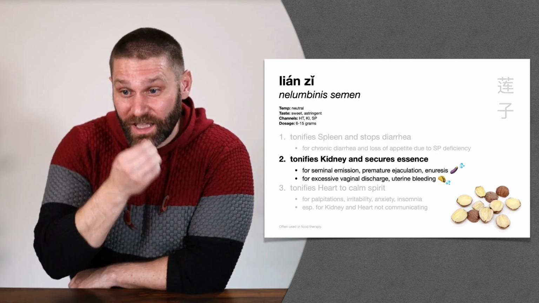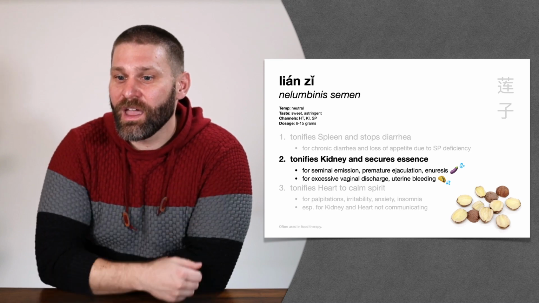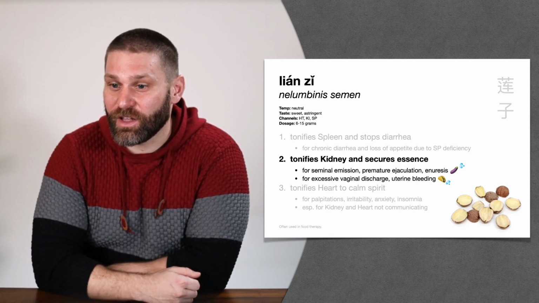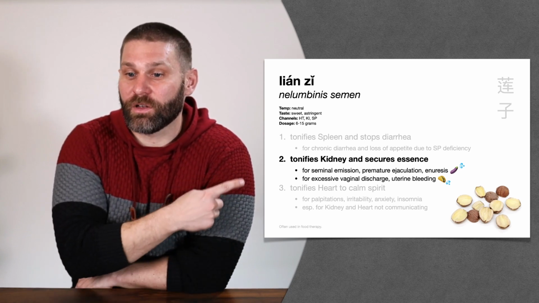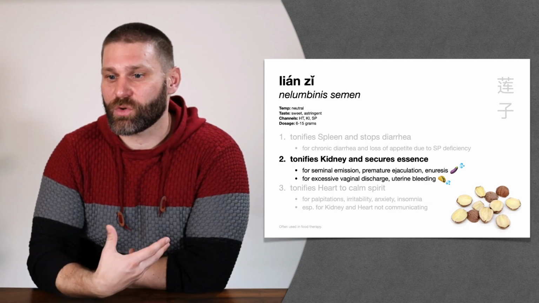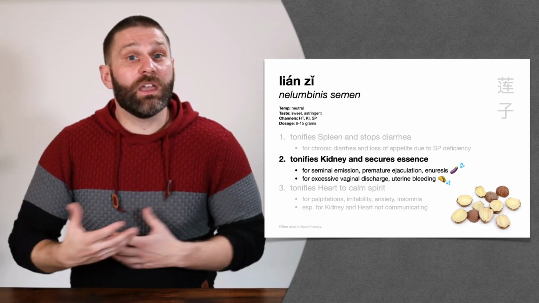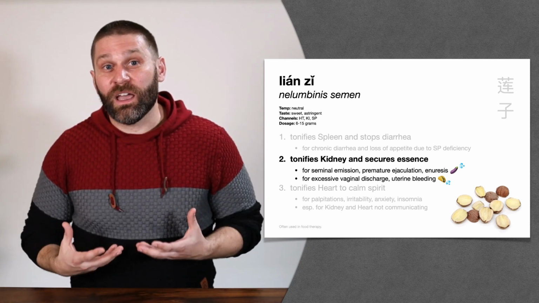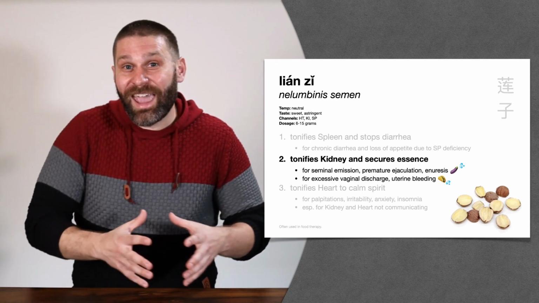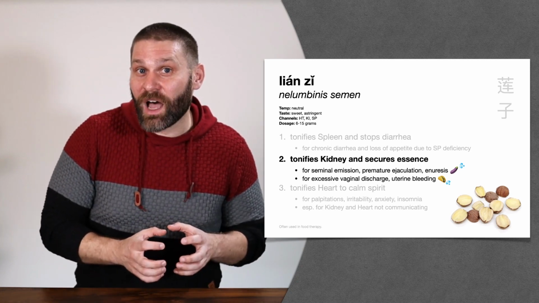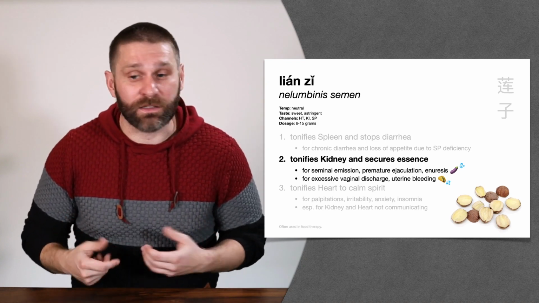Same thing for kidney. We say it tonifies the kidney and secures kidney essence as well, for things like seminal emission, premature ejaculation, and urination problems like copious urine. It can also be used for vaginal discharge or that bleeding, flooding, and spotting. So again, we might have this leakage of kidney essence due to deficiency. Lian Zi is both tonifying the kidney and using its astringent nature to stop leakage. So you're treating the root and the branch at the same time. That makes Lian Zi very special.